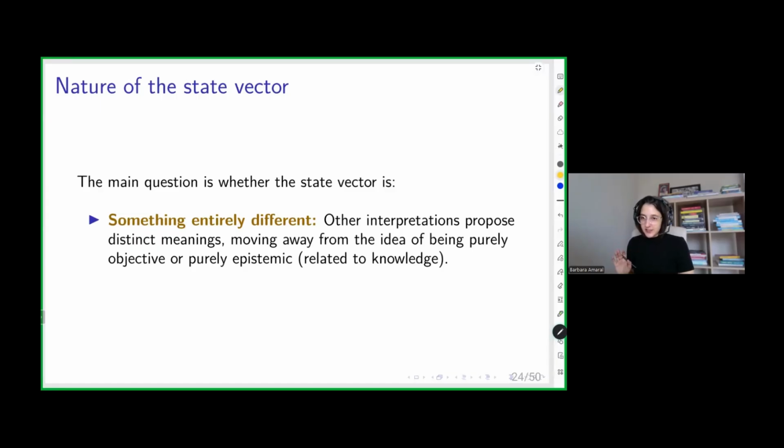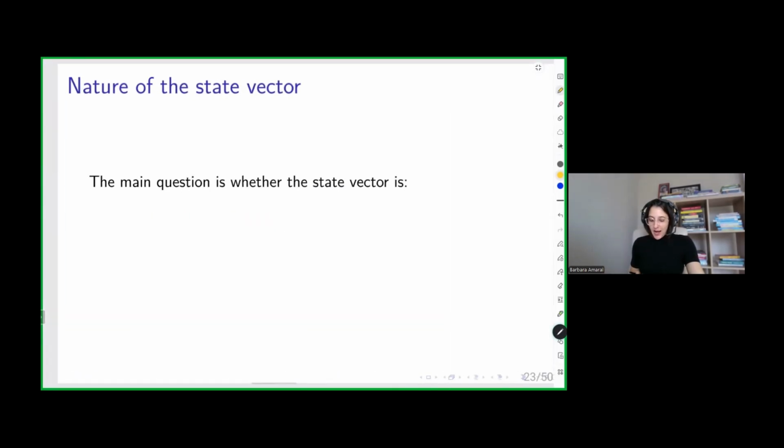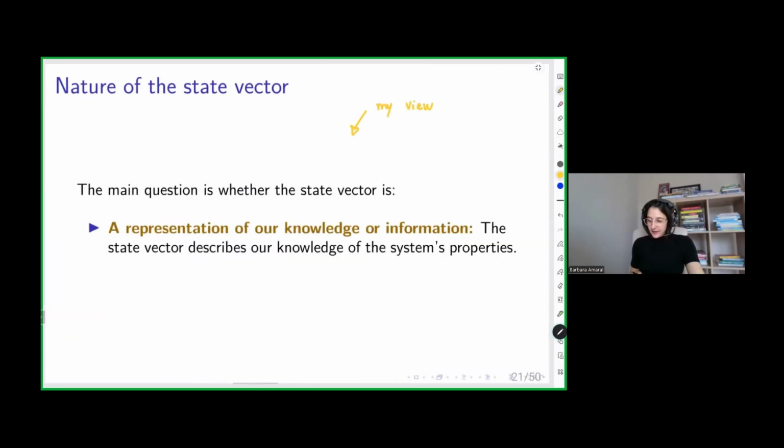But I will not go into the details here. Okay, so there is a zoo of different interpretations, and they all give the same practical results, but they assume different meanings for the mathematical objects that we use.